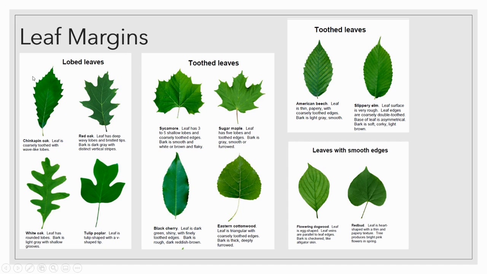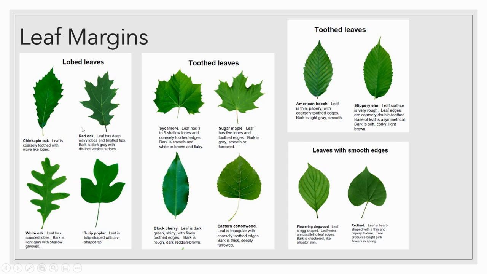This is a chinkapin oak, and it's lobed, and it has sort of those wave-like lobes. Here's a red oak. This is probably one of the more common leaves that you're going to see when you go out to do your leaf collection. Red oaks are very, very common for our area, and they have these wavy lobes and bristled tips. That's kind of what you're going to notice when you see a red oak. And they have these sharp and pointy edges here, right?